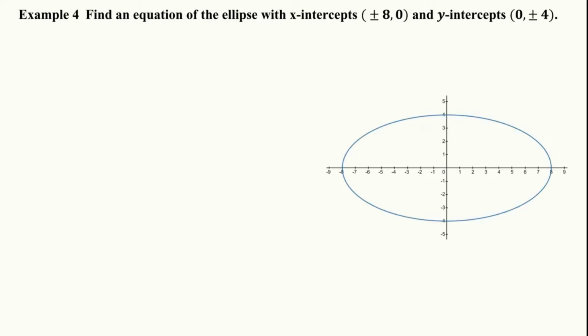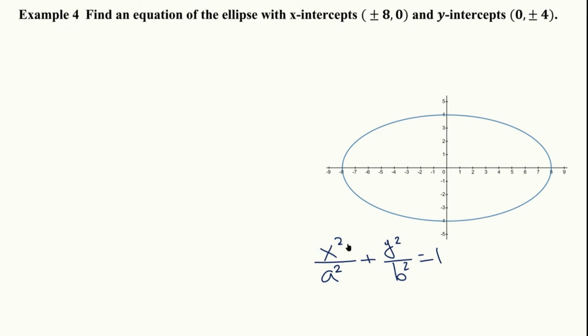All right, next we're going to find the equation of an ellipse with x-intercepts at plus or minus 8, 0, and y-intercepts at 0, plus or minus 4. Firstly, I want you to notice that if you have an ellipse which is centered at 0, 0, and let's say, for example, with a horizontal major axis, then you know that the standard form is the following. Now notice that it's very easy to find the intercepts, because let's say I want to find the x-intercepts.